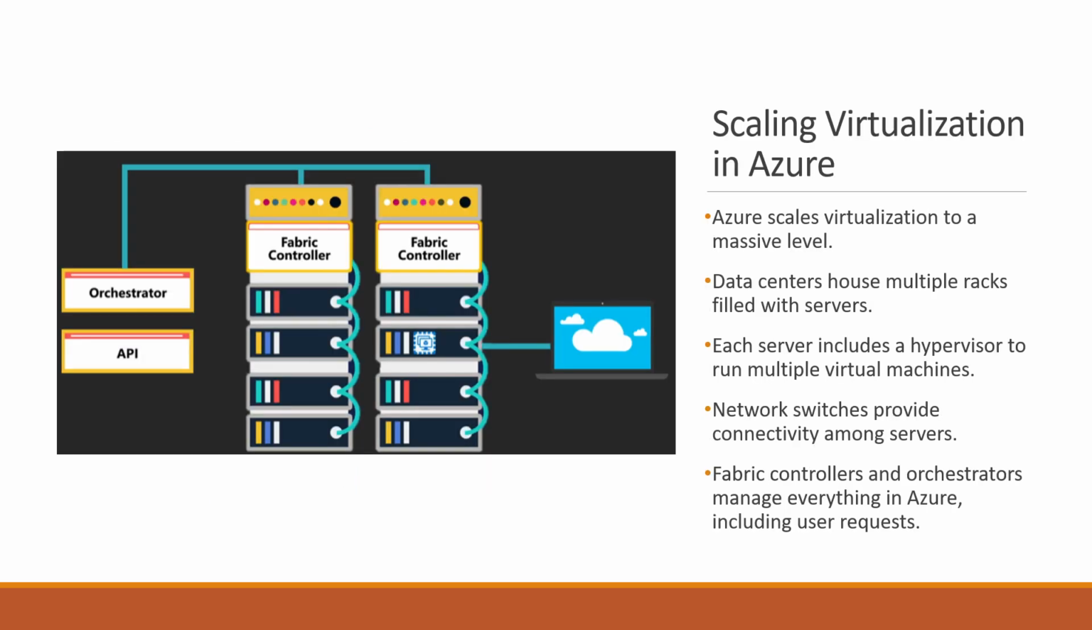Scaling virtualization in Azure takes place on a massive level. Each data center comprises many racks filled with servers, with each server including a hypervisor to run multiple virtual machines. Network switches provide connectivity among the servers. Additionally, Azure employs Fabric controllers and orchestrators to manage everything in the Azure ecosystem, including responding to user requests.